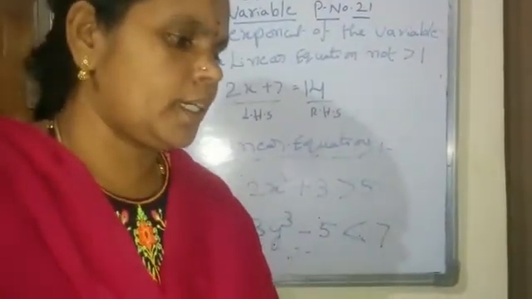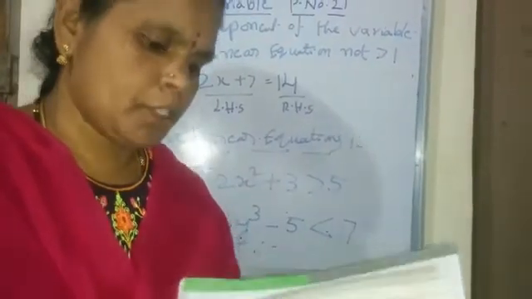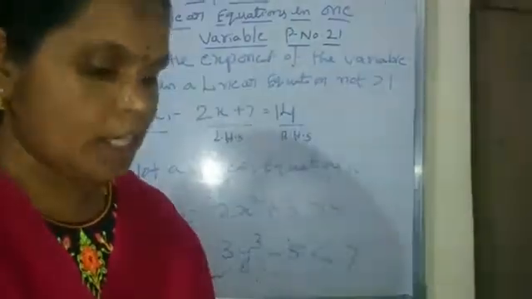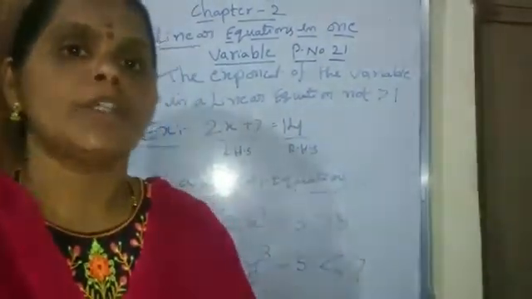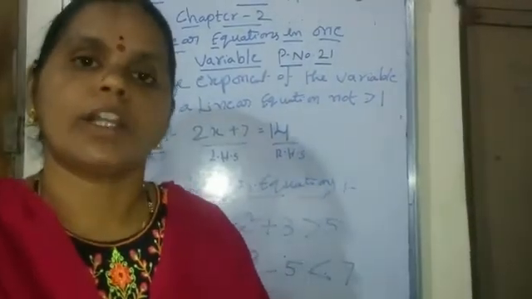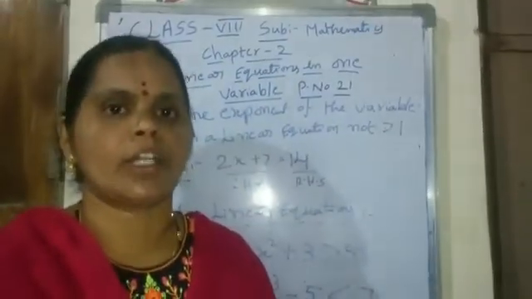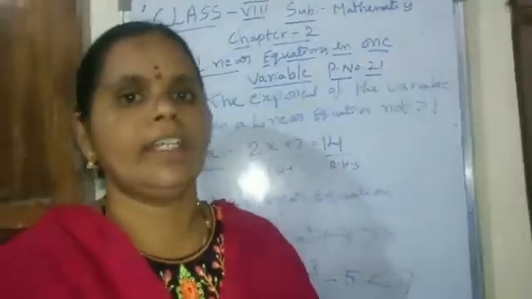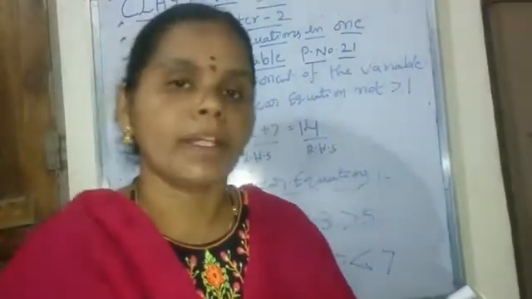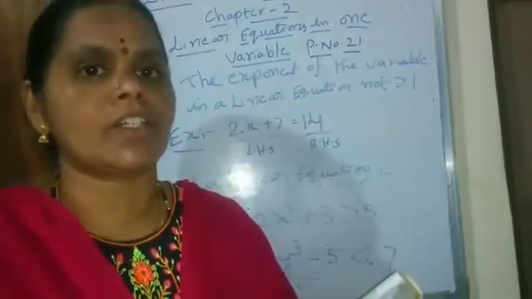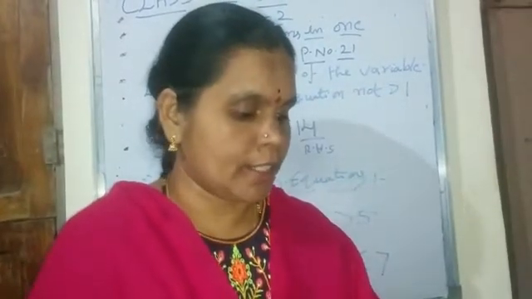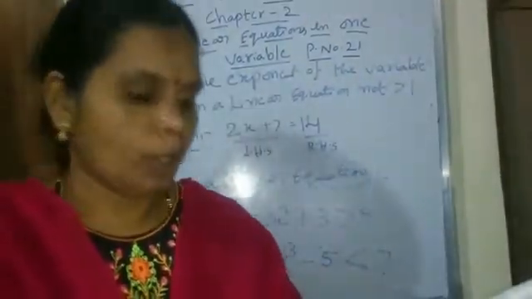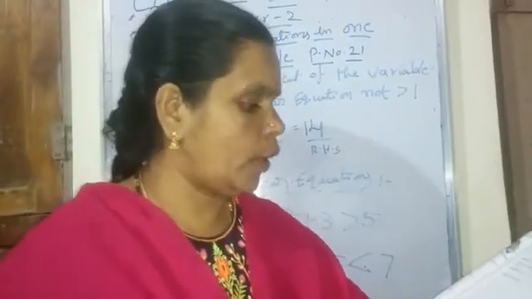Now see children, all of you open your textbooks, page number 23, exercise 2.1, and copy the first question. In this chapter we will learn about solving a linear equation with the variable on one side, then with the variable on both sides, and third, reducing a linear equation into simpler form and applications of linear equations in daily life situations. Solve the following equations.